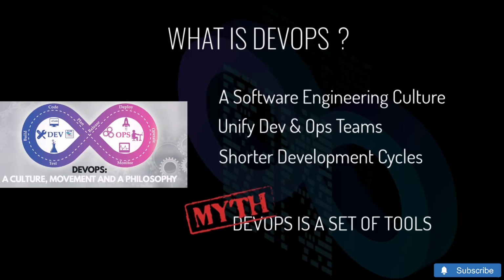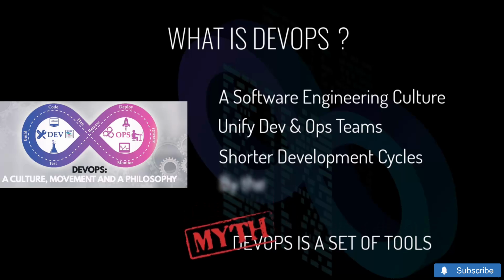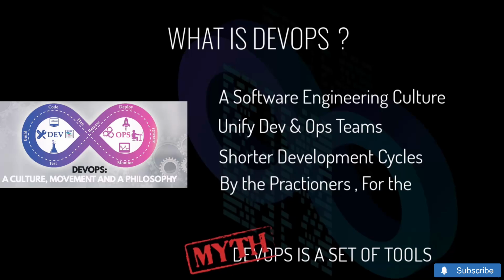And it also means that it started from bottom up. So there's nobody in the management that woke up one fine day and said that, hey, development team and operations team, we're going to work together as one single entity. No, that did not happen. Now, because it is a bottom up movement, it means that it is started by people who practice it, right? It is by the practitioners for the practitioners.